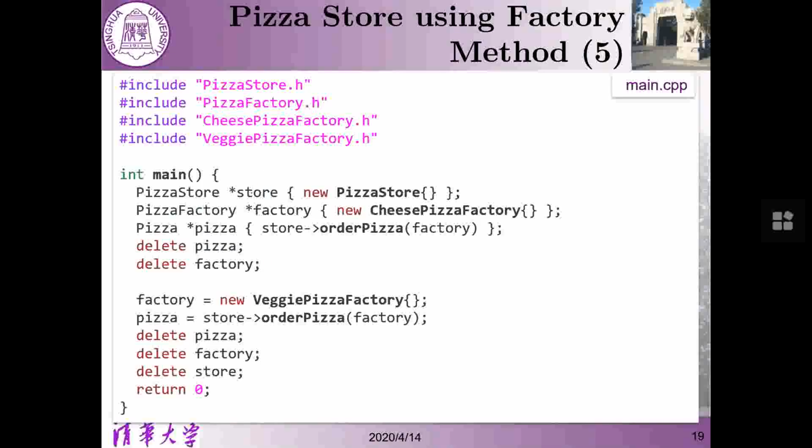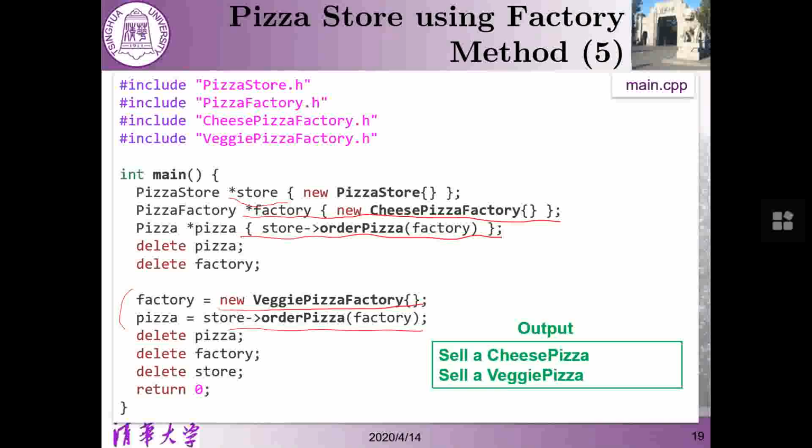Then in the main function, we have this pizza store, and then we create a pizza factory, cheese pizza factory, and then we can order pizza from pizza store. If we want to order a different type of pizza, we just create different factories. Then we order the pizza. Okay. This is an example. We have the source code in C++ language, but I think this is not difficult to understand. So due to the time limit, we will upload the source code for you to check. We will not check it in class, okay?